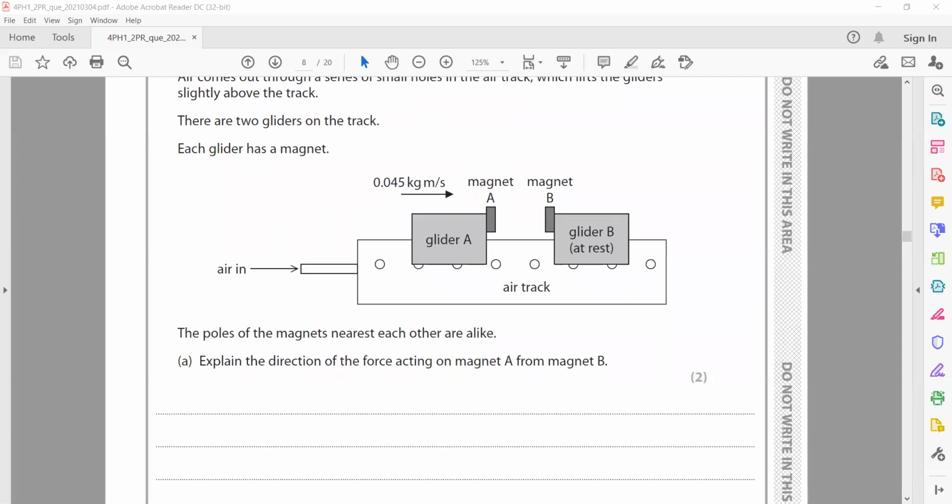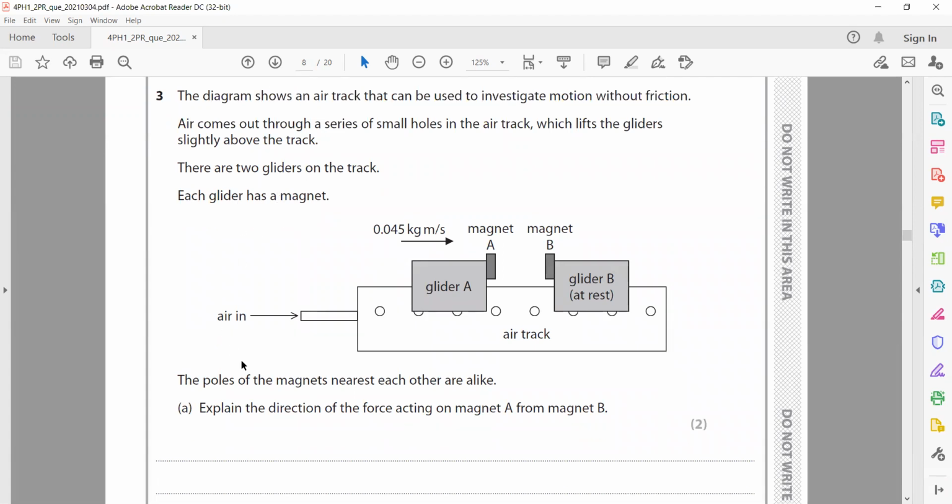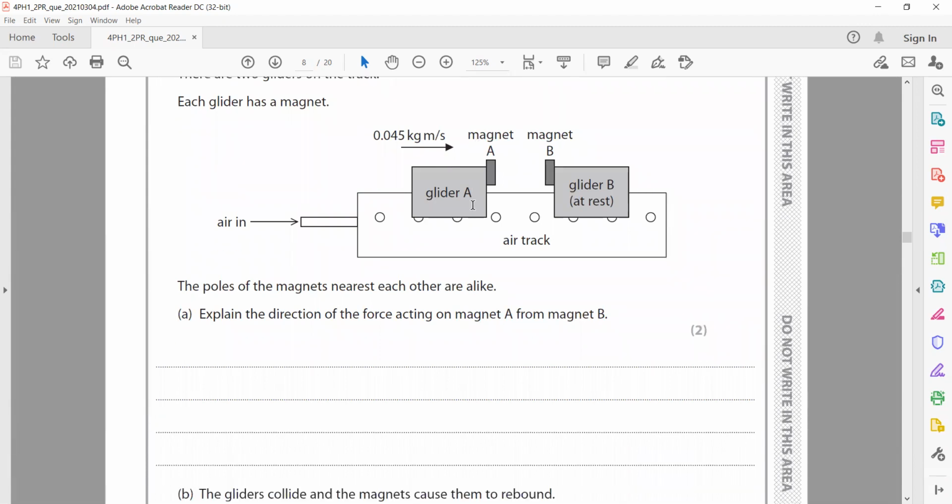The two magnets are there, and the poles of the magnets nearest to each other are alike. Like poles repel each other. So the direction of the force acting on magnet A from magnet B is because both will try to repel. For magnet A, it will be on the left hand side because like poles repel.